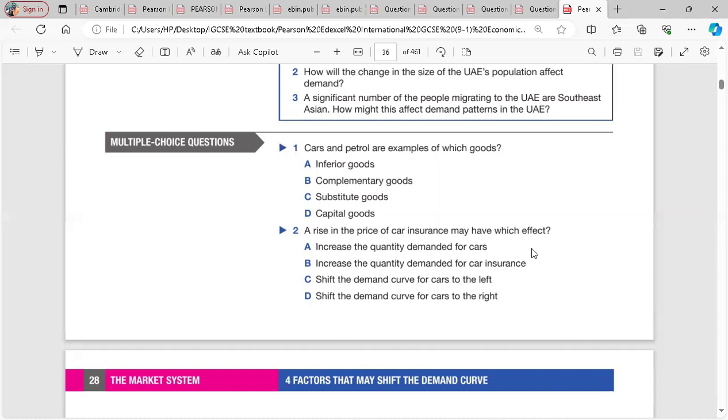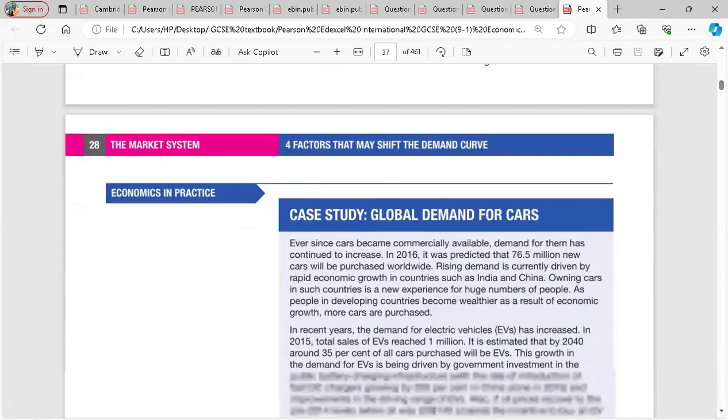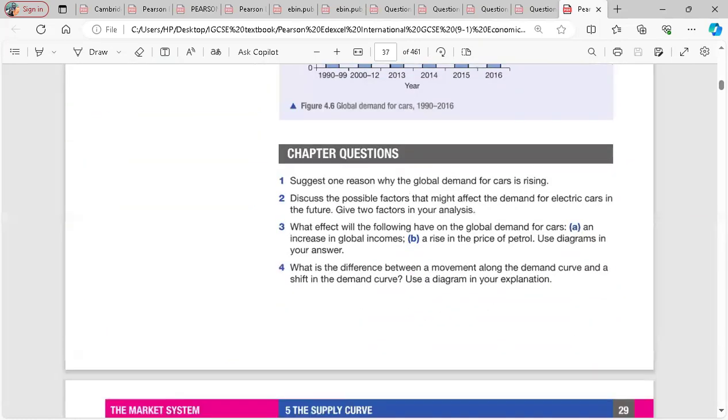Is it clear? So that ends the chapter, right? Chapter 4. We stop here. Now you have the exam practice questions.